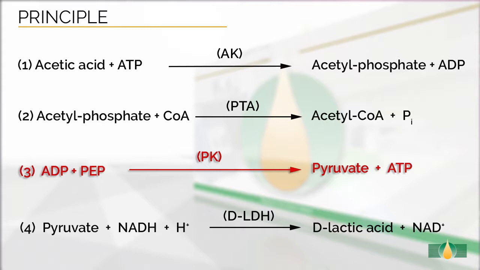of PEP. In the final reaction, D-lactate dehydrogenase catalyzes the conversion of pyruvate into D-lactate, coupled with the conversion of NADH to NAD. The amount of NAD formed is stoichiometric with the amount of acetic acid in the cuvette. It is the NADH consumption which is measured by the decrease in absorbance at 340 nanometers.